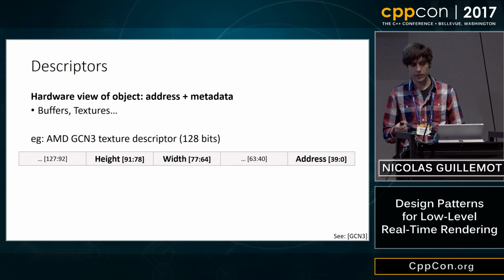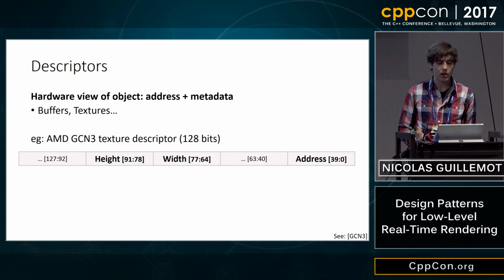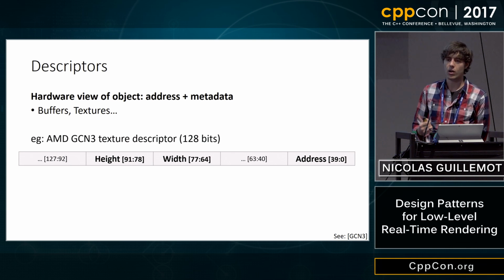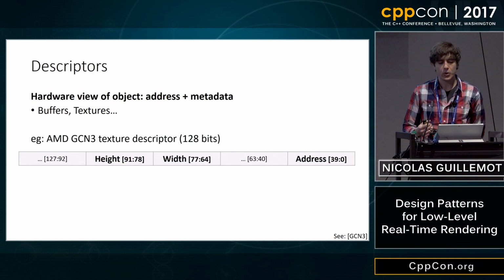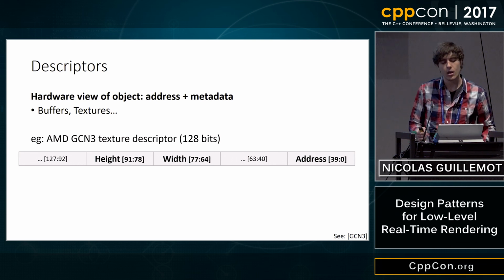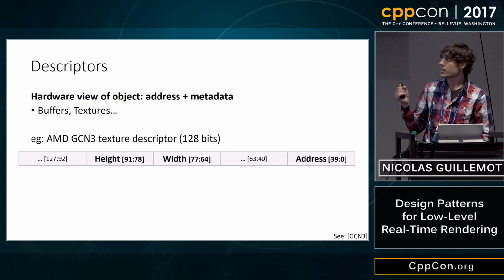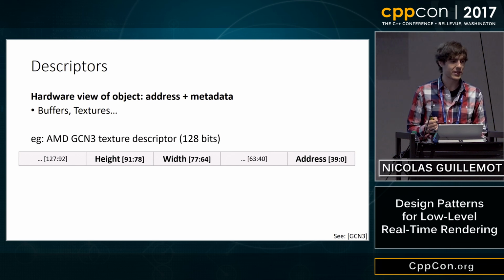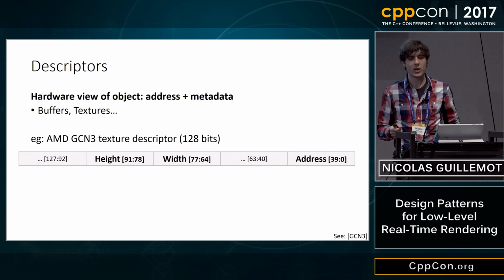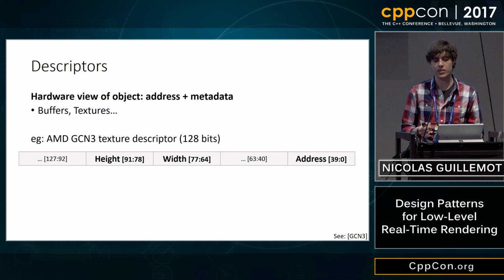A concrete example is from the documentation. Here's what a descriptor looks like on AMD's GPU processors. There's a bunch of stuff. It's 128 bits. It's not the only texture descriptor that they support; there's more than one kind of format. But in this case, you can clearly see that it begins with an address to the resource that this object represents. And then later on, it describes the width and the height of the texture that's being referenced.